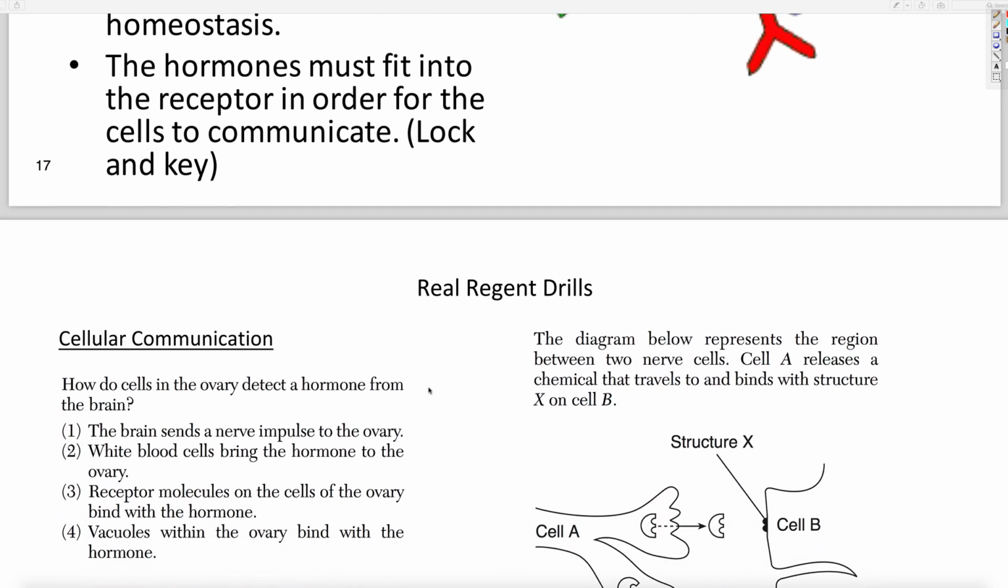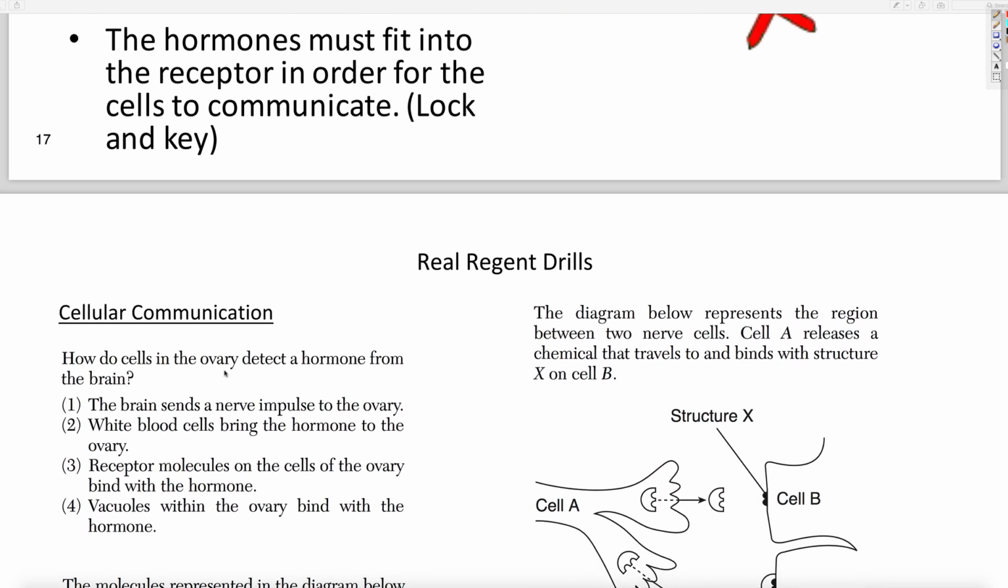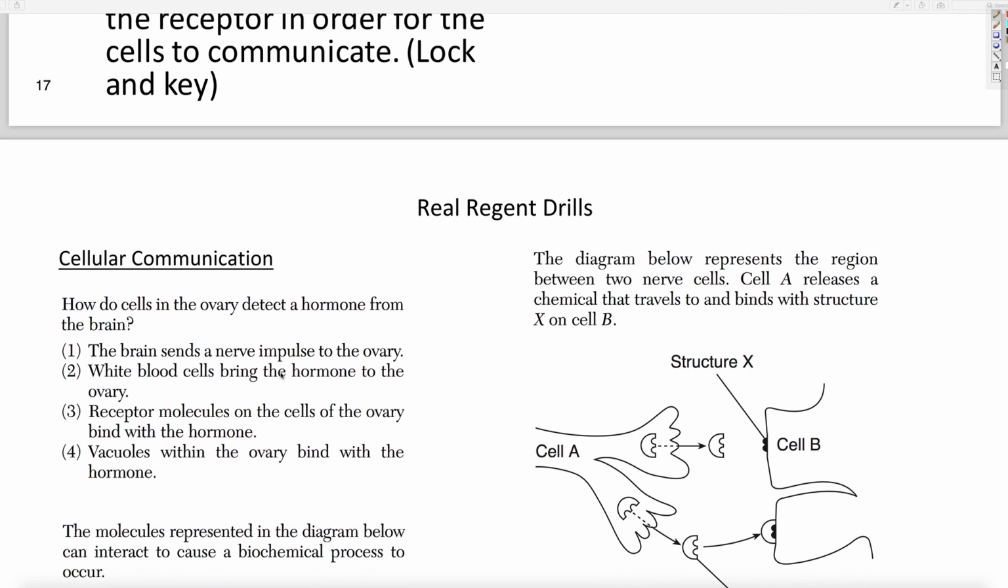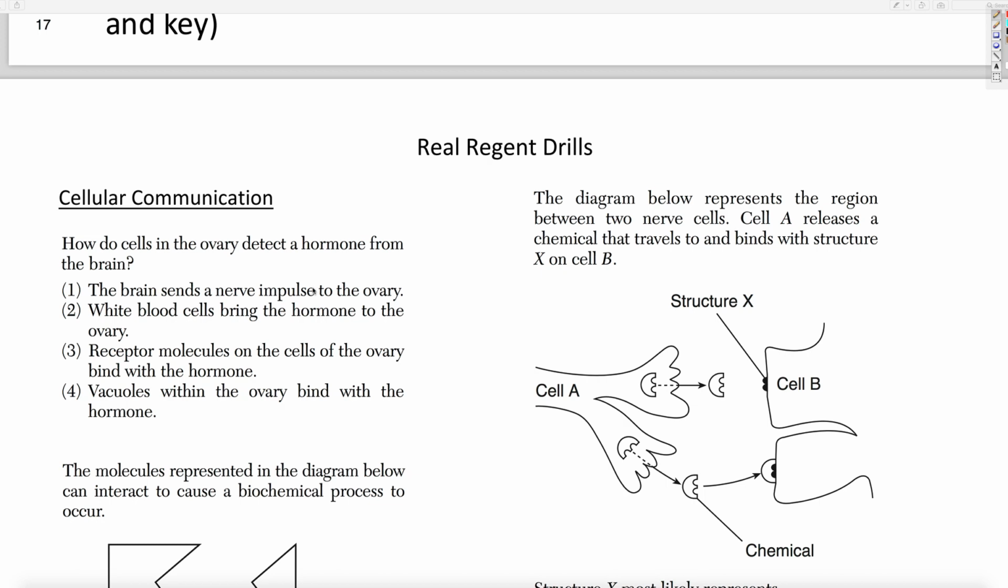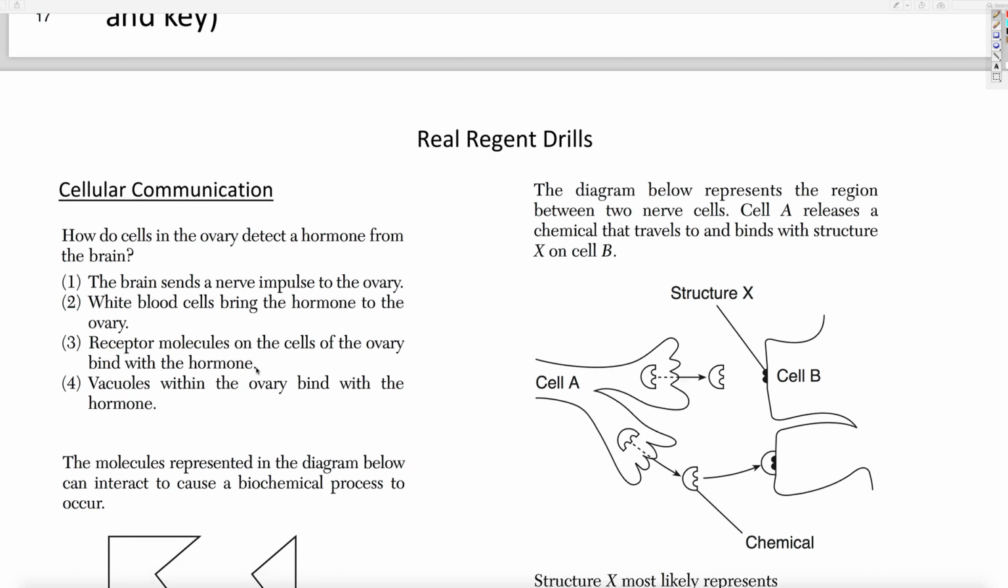How do cells in the ovary detect a hormone from the brain? So the brain sends a nerve impulse to the ovary. Receptor molecules of the cell of the ovary bind with the hormone. How does the ovary detect a hormone? So the answer is 3, right? That the receptors bind to it.